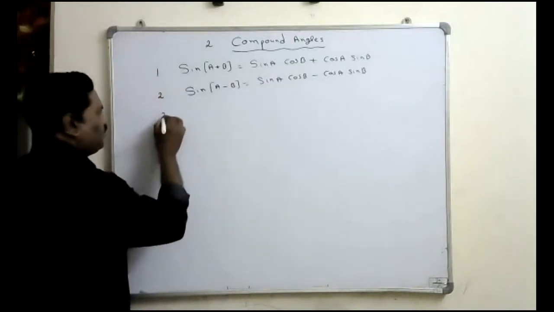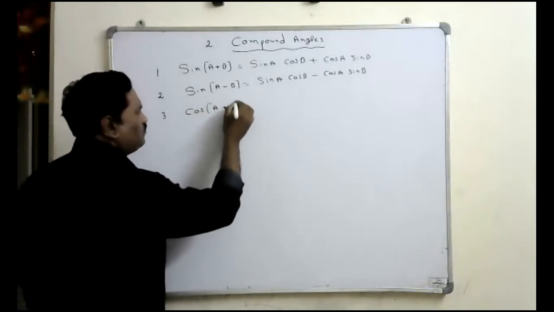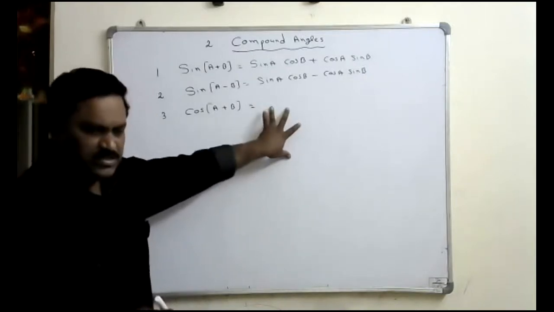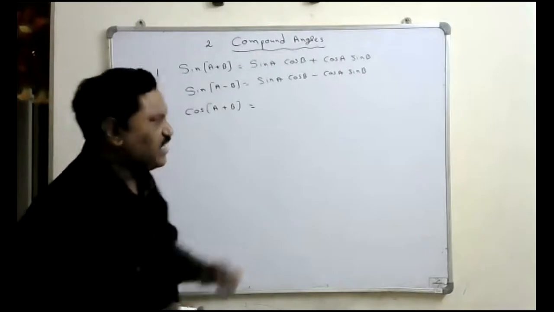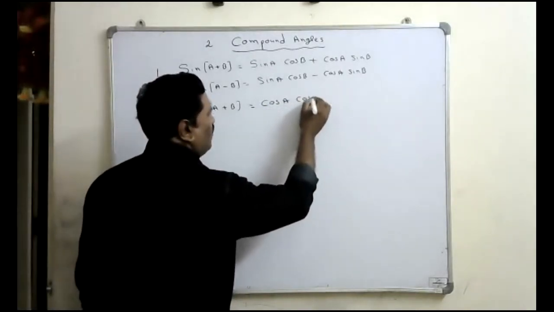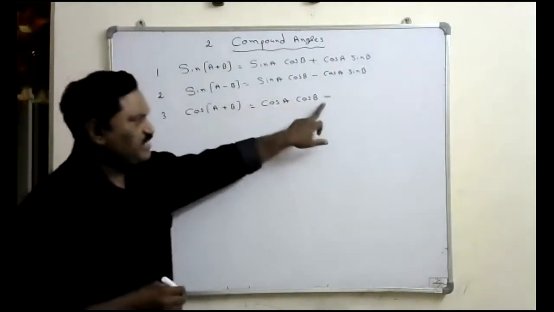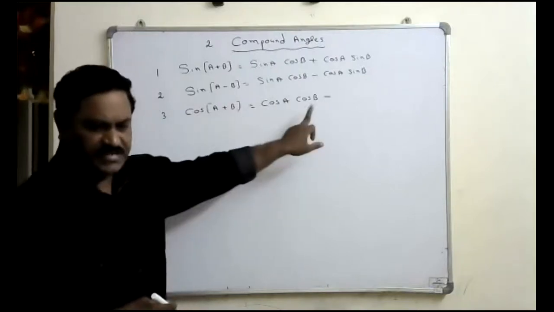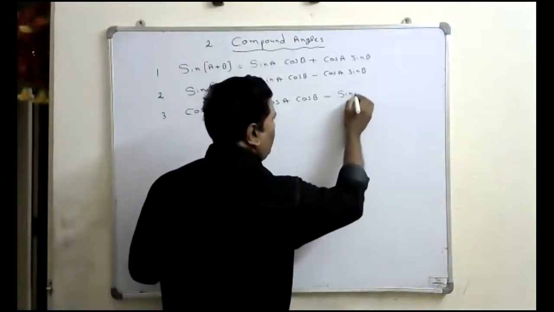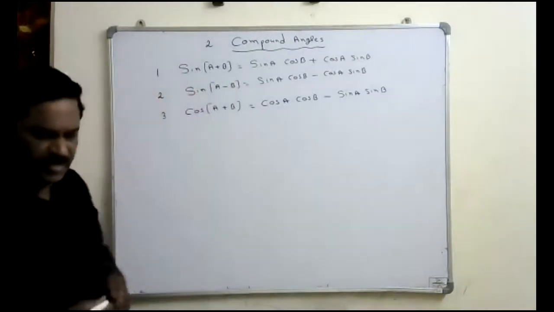And the third one is cos of A plus B. If there is a cos, the first two terms get cos, then the next two terms are in terms of sine. That is cos A cos B. But here we get the opposite sign. If you have the plus on the left, you get the minus sign here. If you have the minus sign, you get the plus sign there. So cos A cos B minus sin A sin B. This is the formula for cos of A plus B.